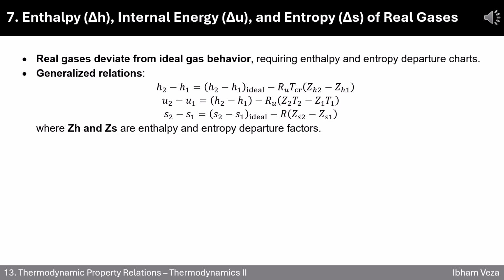7. Correct for real gas behavior using departure charts. Let's discuss how to handle real gases. Real gases don't follow ideal gas laws perfectly, especially at high pressures or low temperatures. That's where enthalpy and entropy departure charts come in. These generalized relations allow you to adjust your calculations by adding a correction term using factors ZH and ZS. Think of it like adding a reality check to your ideal gas equations. By applying these corrections, you can accurately calculate changes in enthalpy, internal energy, and entropy in real gas systems, helping you avoid costly design mistakes in compressors, turbines, and refrigeration cycles.